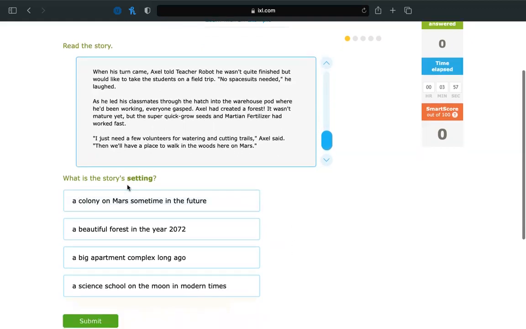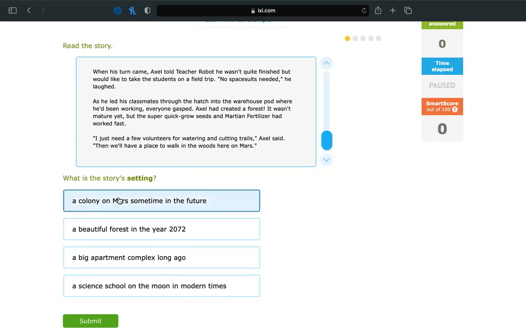All right, so what is the story setting? Well, we know he's not on Earth because Axel talks a lot to his dad about how he misses Earth. And we know that they're on Mars because of this last final sentence, "Then we'll have a place to walk in the woods here on Mars." So because of that, we know that he's in a colony on Mars, which would be the first answer.